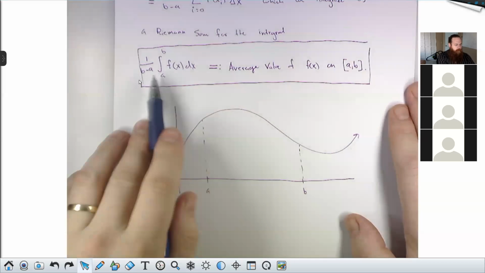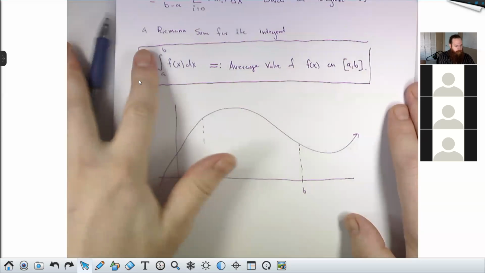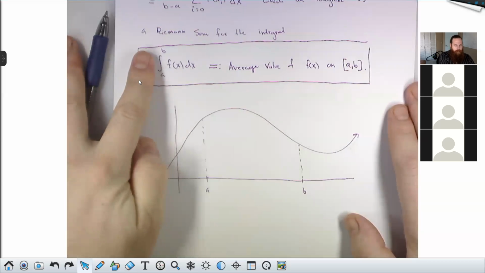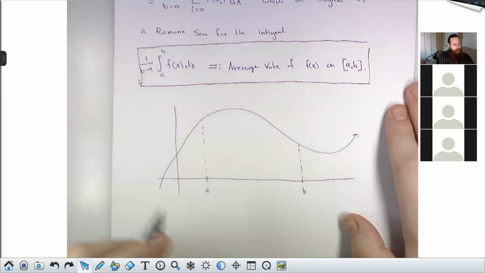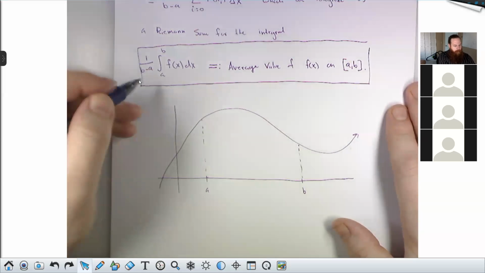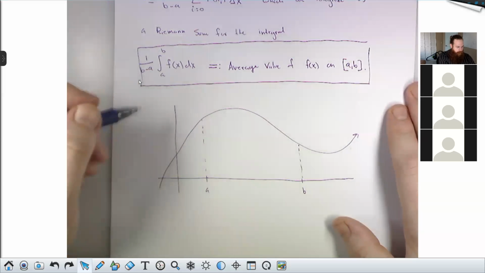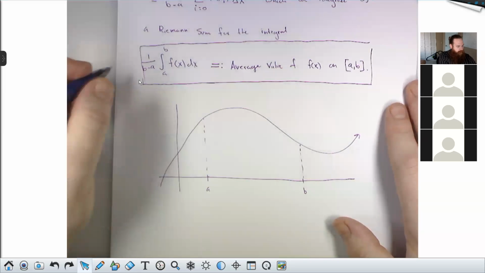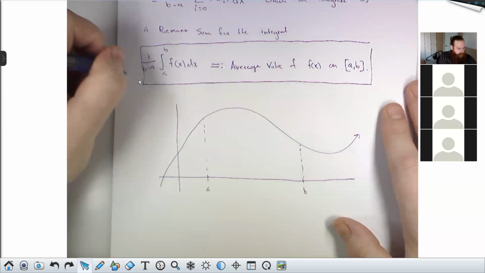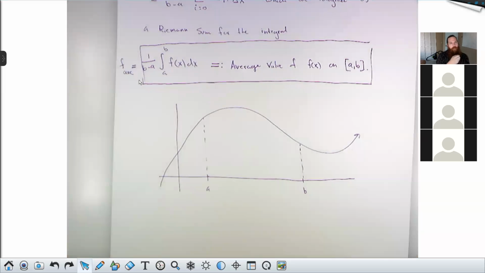And we know that the integral from a to b, forget about the 1 over b minus a, is just the area, right? What happens when you divide by the length of that interval? This is a constant. The name of this constant, I should say, is f av. That's the notation the book uses. And it's just a number, right?